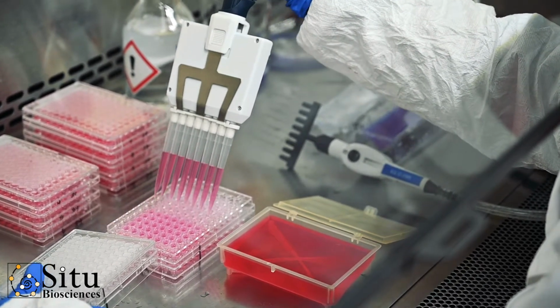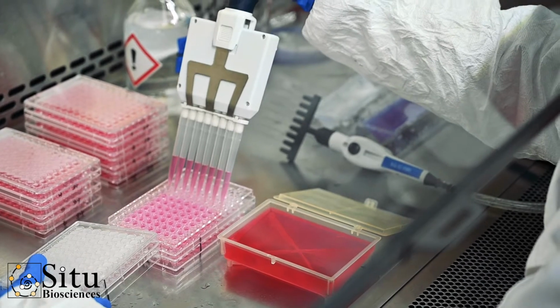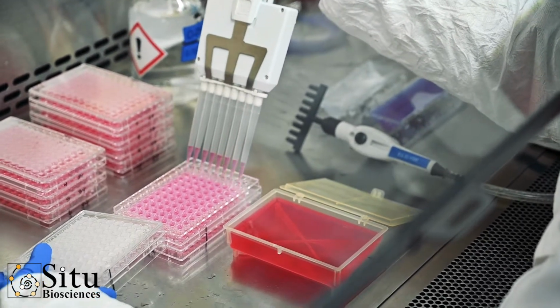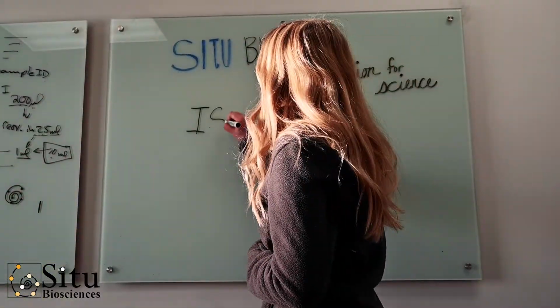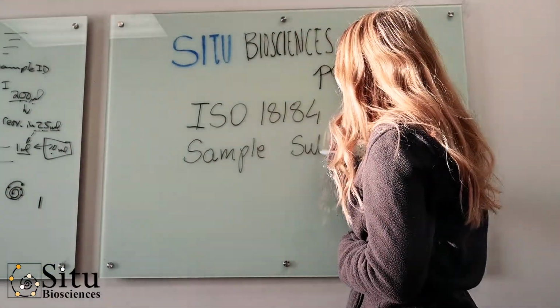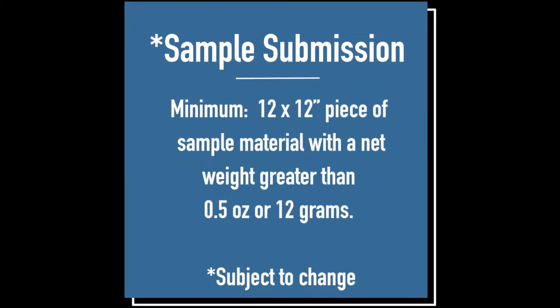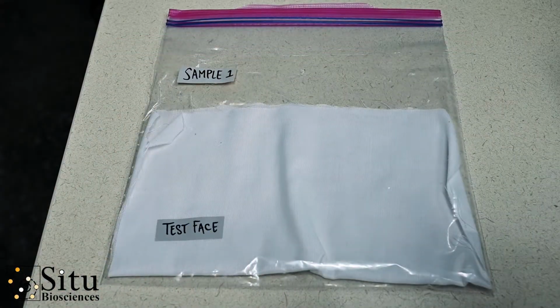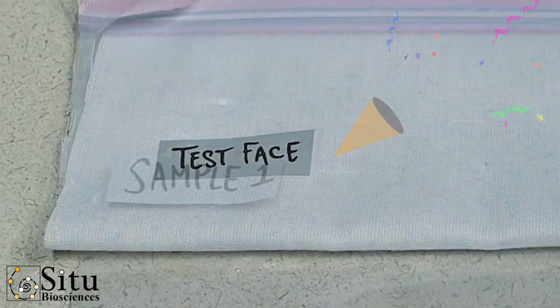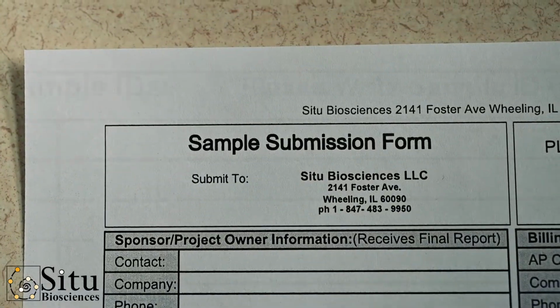One caution is that durability assessments need to be well controlled and therefore must be well designed for the intended purpose of the treated product. Sample submission for ISO 18184 testing is easy. At minimum, we would need a 12 by 12 inch piece of sample material with a net weight greater than half an ounce or 12 grams. Make sure each sample is clearly labeled, indicates a preferred test face, and coincides with the sample submission form.